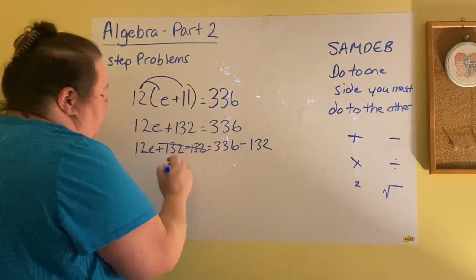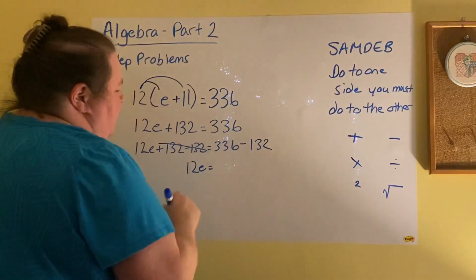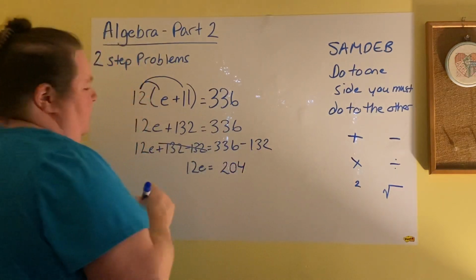So this canceled out. I'm left with 12E. This, when I subtract it, is going to be 204.